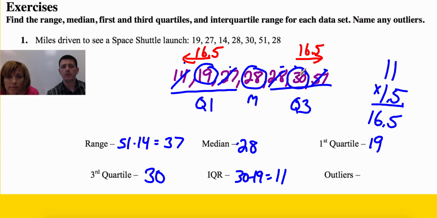Here we have 30. Think about 30 plus 16.5. That would give me 46.5. Well, we've got a number that is bigger than 46.5. It's more than 16.5 away from this number, so our outlier would be 51.